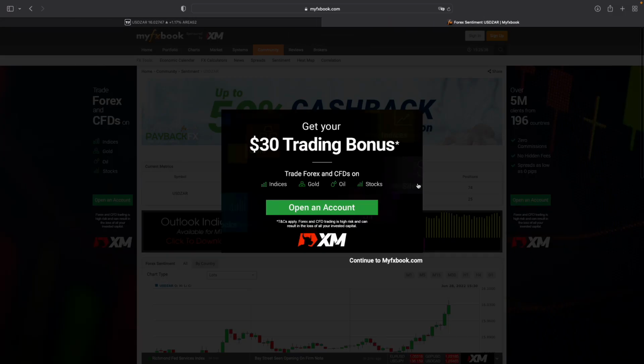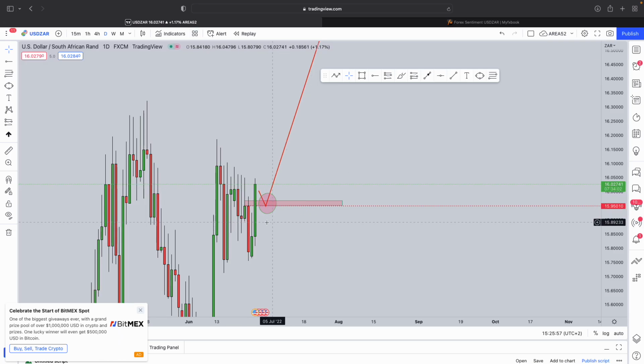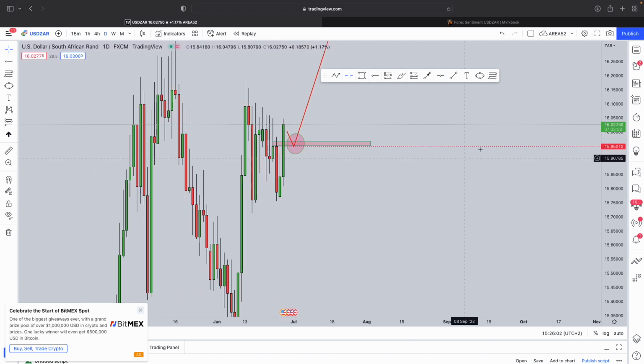In any case, next up, we are going to look at some sentiment data. Sentiment data tells us what retail traders are doing in the market. And it is no surprise that we can see over here that we have 56% of retail traders selling the market. Then we can see that we have 44% of retail traders buying the market. Now, this is based off the last report. And you can see that the dollar index was quite bullish, and we can expect this bullish momentum.